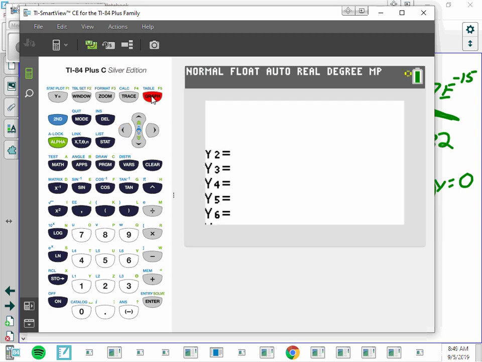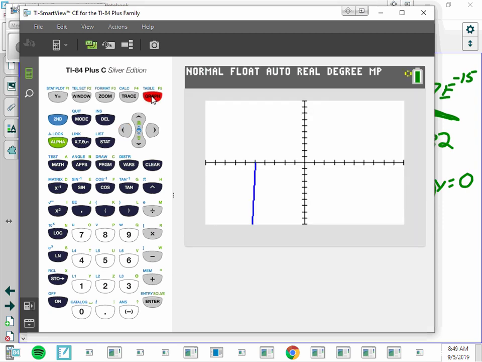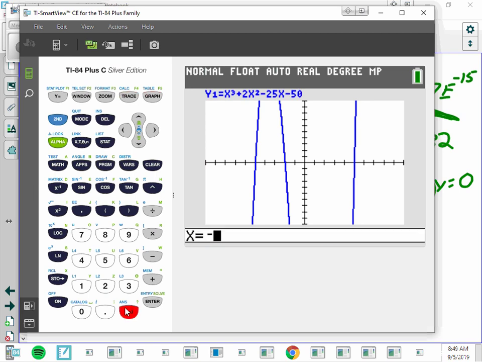Okay, so I push graph, and I have -5, -2, and 5. So let's check those. Trace, -5. Is that a root? Yes. -2, that's a root. And 5, that's a root.